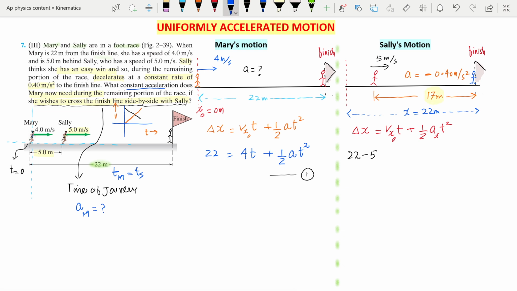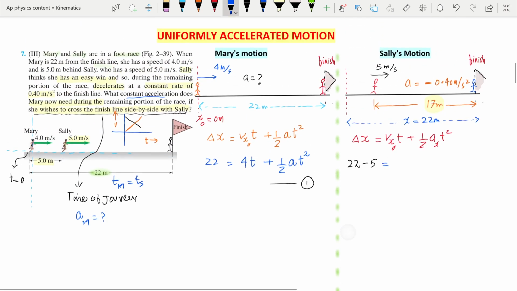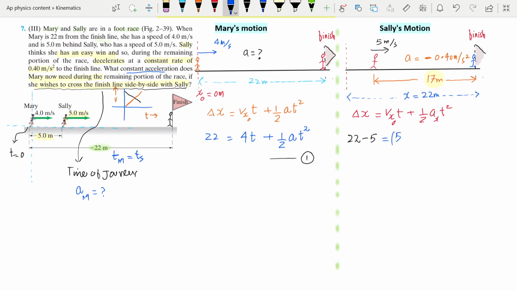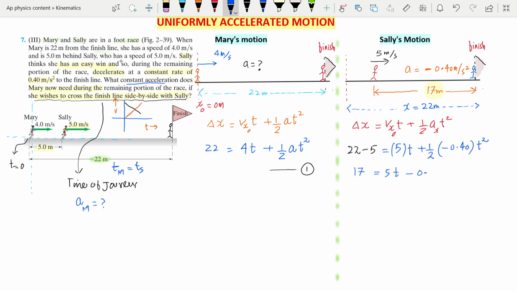17 meters of displacement, equal to the initial velocity of Sally, so this is 5 into t plus 1 over 2 into negative 0.40 into t square. It will be negative 0.20 t square. So we see we got a quadratic equation, and by moving this 0.20 t square to the other side, it is positive, whereas 5t will become negative, plus 17.